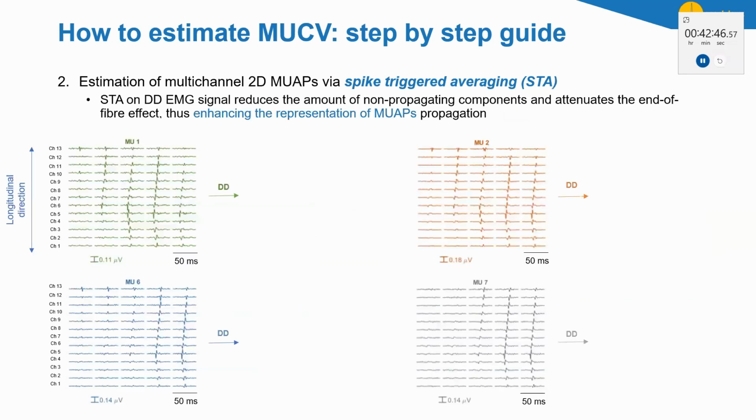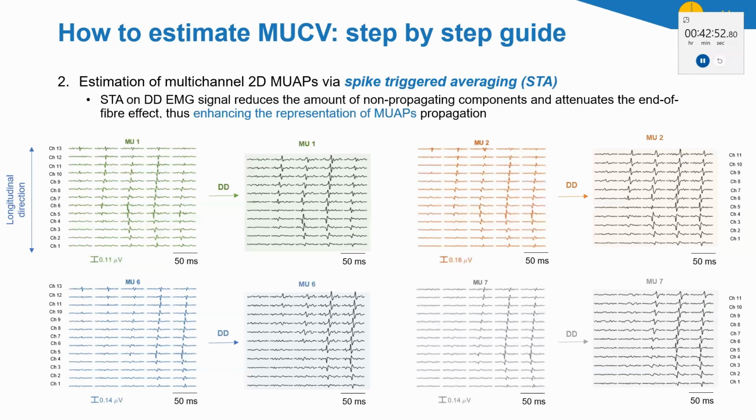Here we can see a comparison between the STA applied on monopolar recordings and on double differential signals. The point of this spatial filtering is to reduce the amount of non-propagating components and to attenuate the end of fiber effect. Thus, we get an enhanced representation of motor unit action potential propagation.